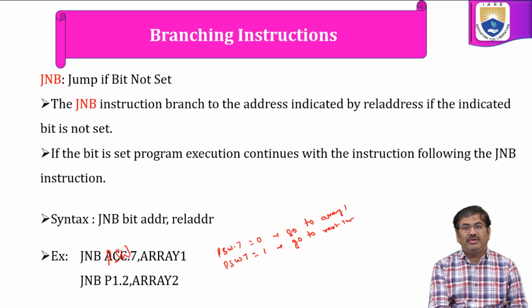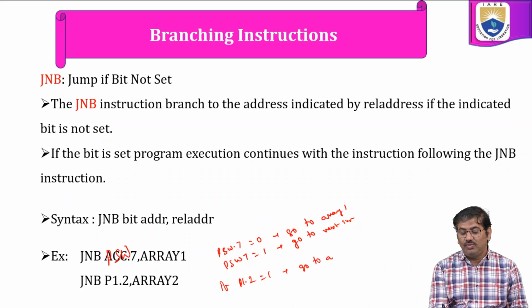Similarly, for the JNB checking the port 1 second bit, if the port 1 second bit is equivalent to 0, then go to array 2. Suppose the port 1 second bit is equivalent to 1, then go to the next instruction following the JNB instruction.